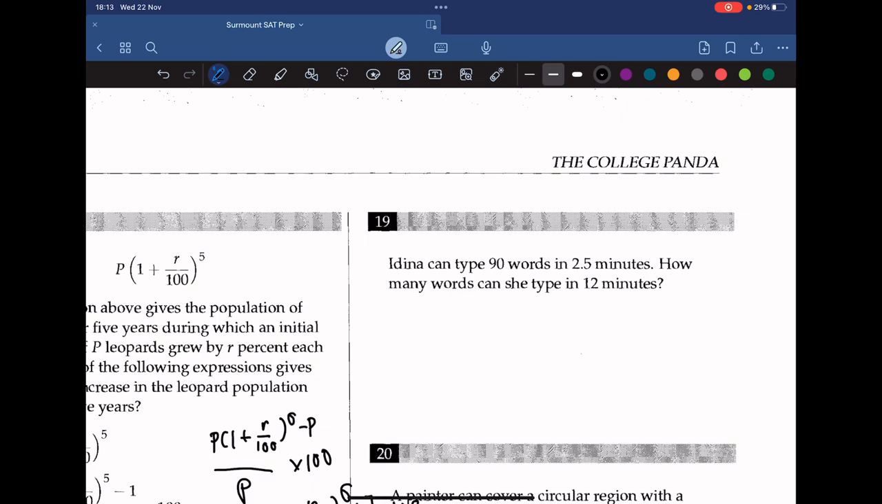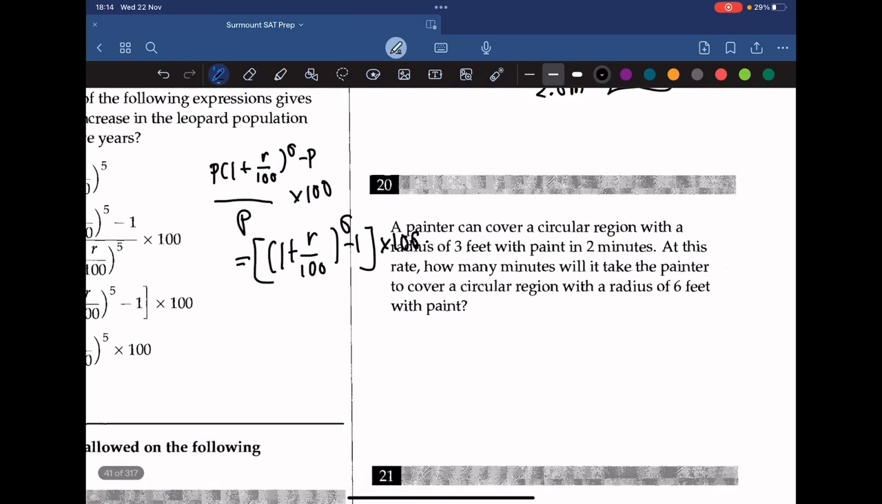Edina can type 90 words in 2.5 minutes. How many words can she type in 12 minutes, okay? So this one's pretty simple. You can just make an equation: 12 minutes times 90 words over 2.5 minutes, which would give us 432 words per 12 minutes.